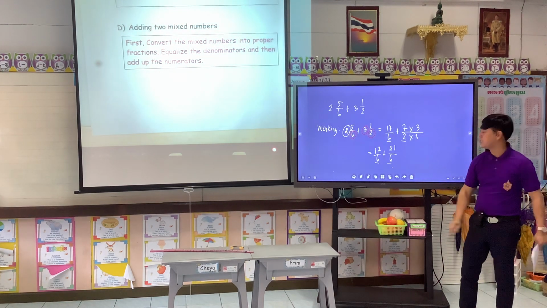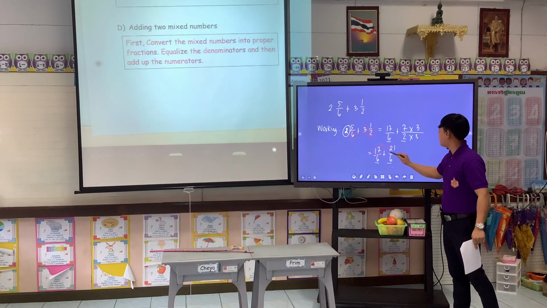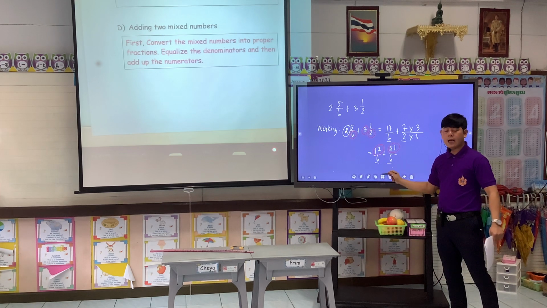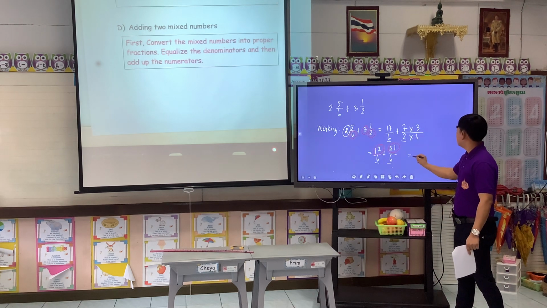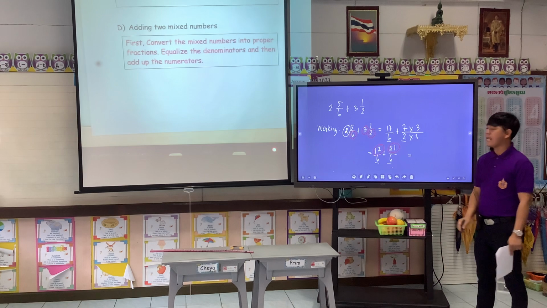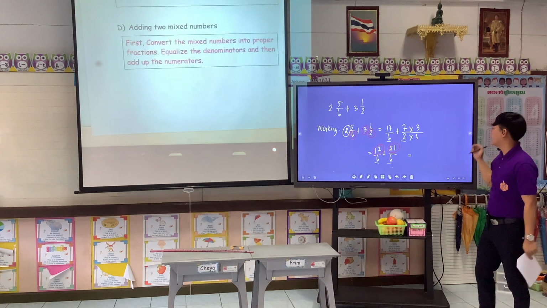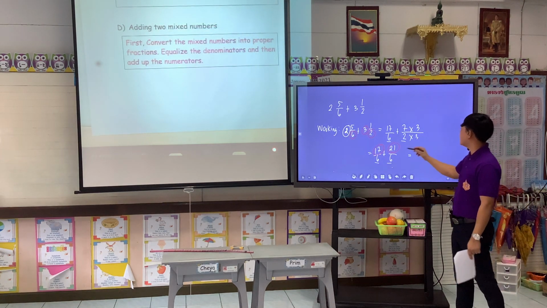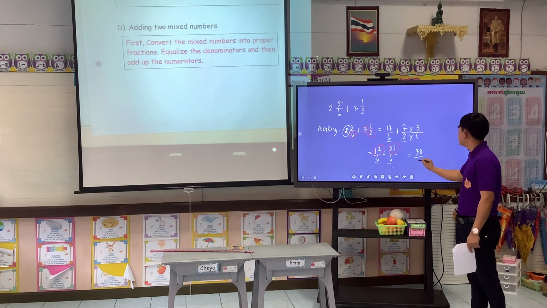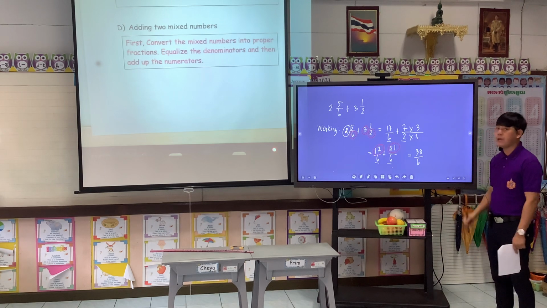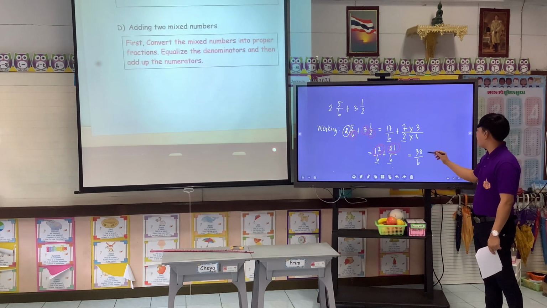Right now they are the same denominator. So what we're going to do is add the numerators, because they have the same denominator already. So let's add. 17 plus 21 is, what's the answer? 17 plus 21 is 38 over 6. Can we express this as a mixed fraction? Yes, we can do this.